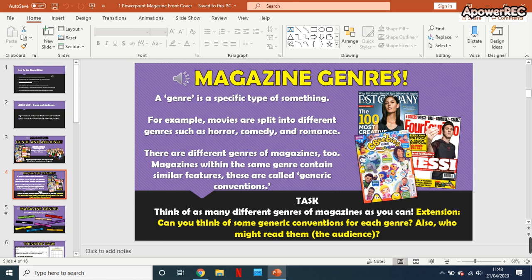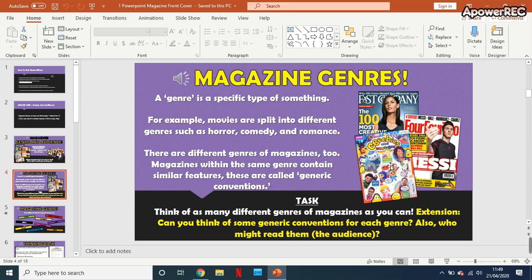How do you know that that's a children's magazine? What do all those children's magazines have in common? What do all the hair and beauty magazines have in common? What do all the football magazines or the mountain biking magazines or the music magazines have in common? How can you tell by looking at them?